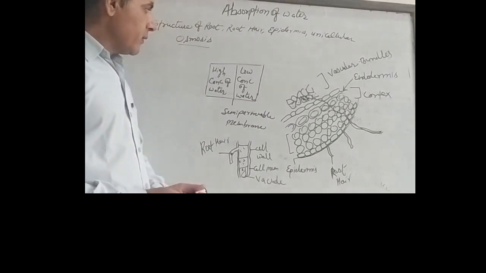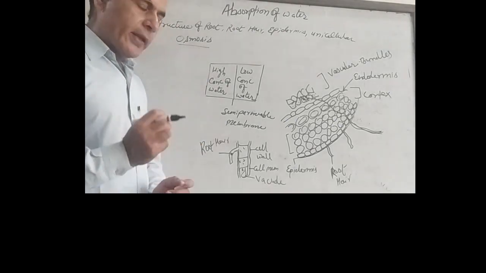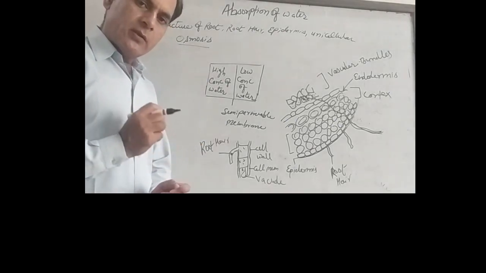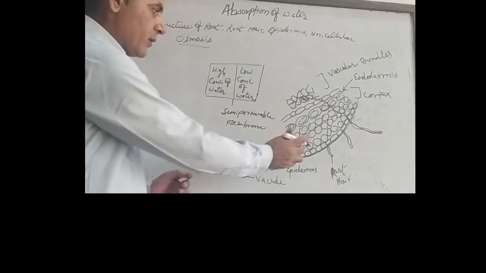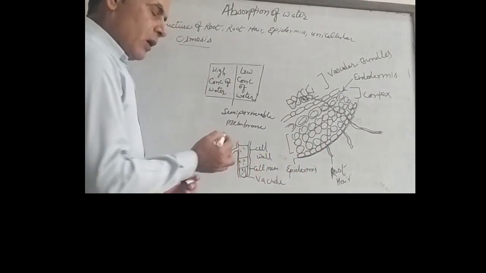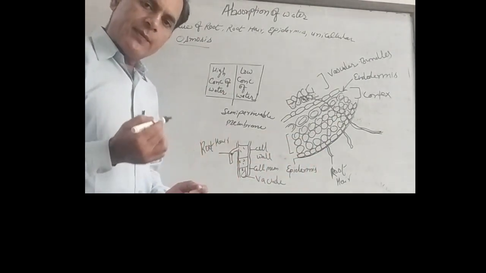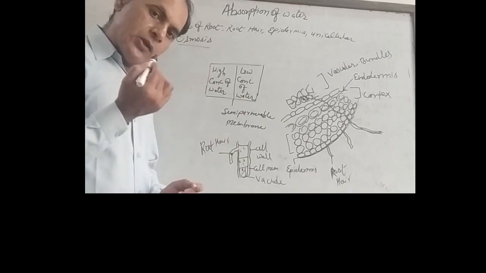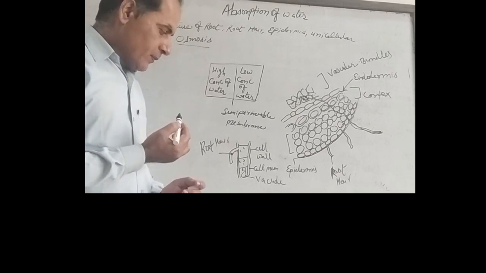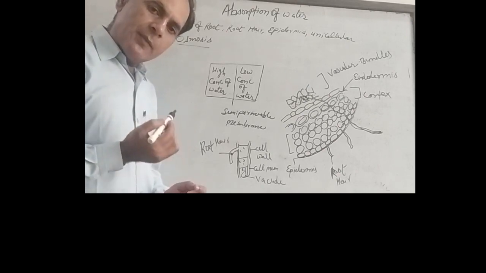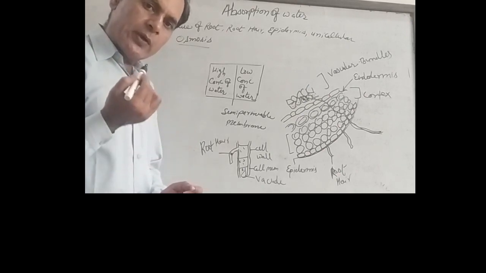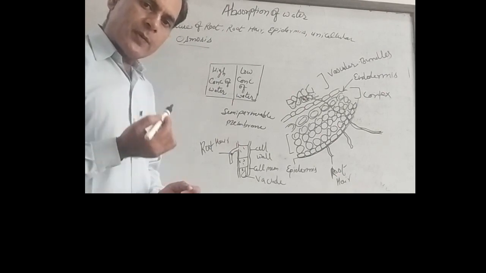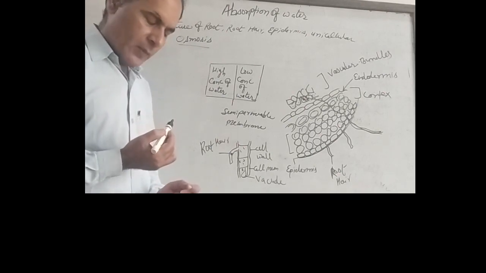Actually the root has very small thread-like structures. Those are called root hairs. There are some special features of root hairs. Root hairs are unicellular, meaning single cell. Being a single cell makes it possible to take water and minerals from the soil easily.